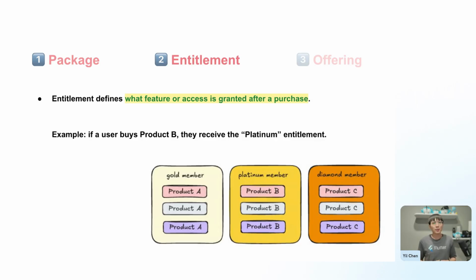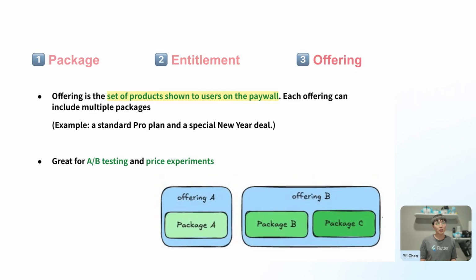The second key concept is the entitlement. It defines what a user gets after a purchase, like premium access or ad removal. For example, buying product A might grant the gold entitlement, and buying product C could grant the diamond entitlement. This makes it easy to manage what features each purchase unlocks.